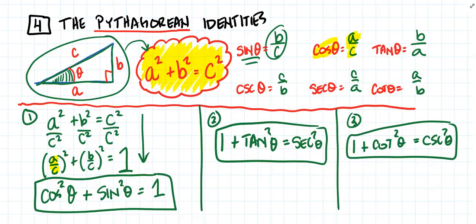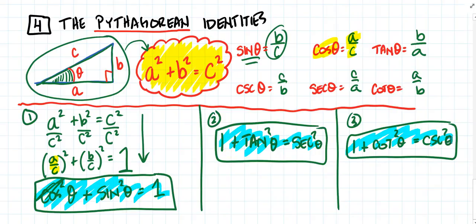So the takeaway from this box, ladies and gentlemen, is that these are, highlighter, super important. Cosine squared plus sine squared is 1. 1 plus tan squared is equal to secant squared, and 1 plus cotan squared is equal to cosecant squared.